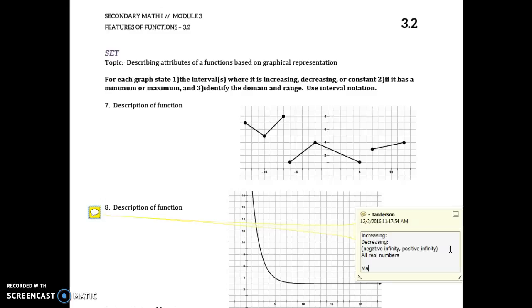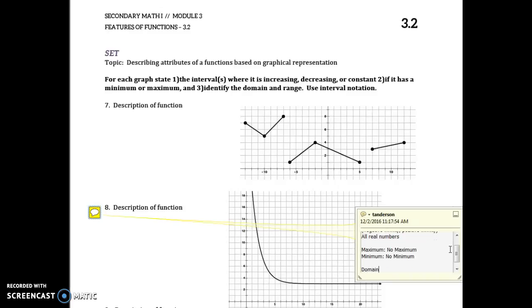Okay, maximums. Remember, a maximum occurs when the function starts increasing then decreasing again. So that never happens, so there's no maximum. Minimum happens when the function decreases then increases. We can tell there's no minimum.